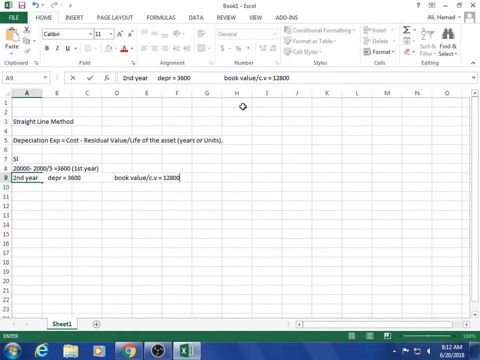Out of the 5,200, if you take 3,600, how much would it be? It'll be below 2,000, then you cannot do it. So you can only take the amount between 5,200 and 2,000. So the last year usually is going to be the amount that gets you to the residual value, 2,000. All right, so this is the straight line method.